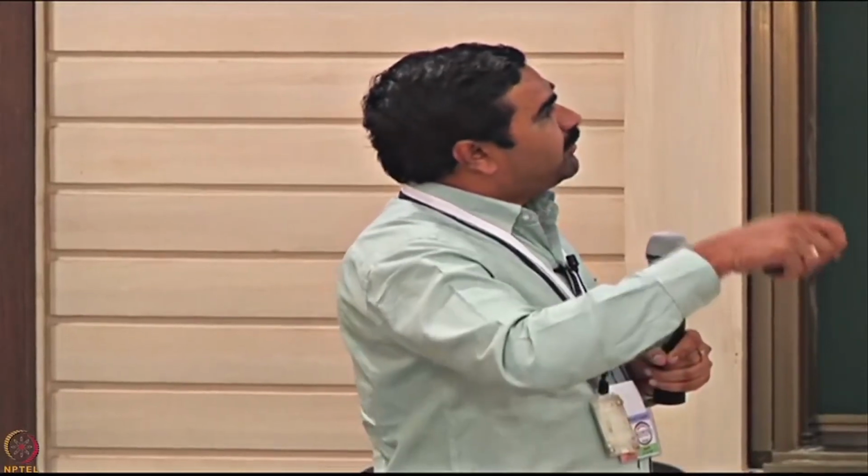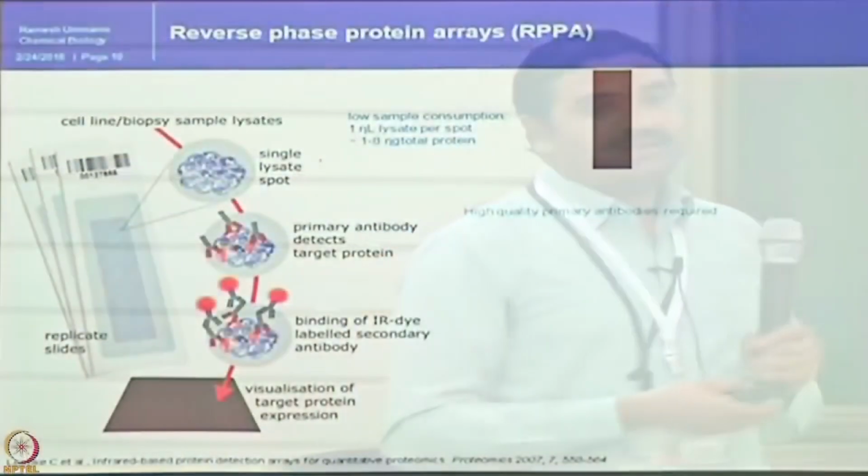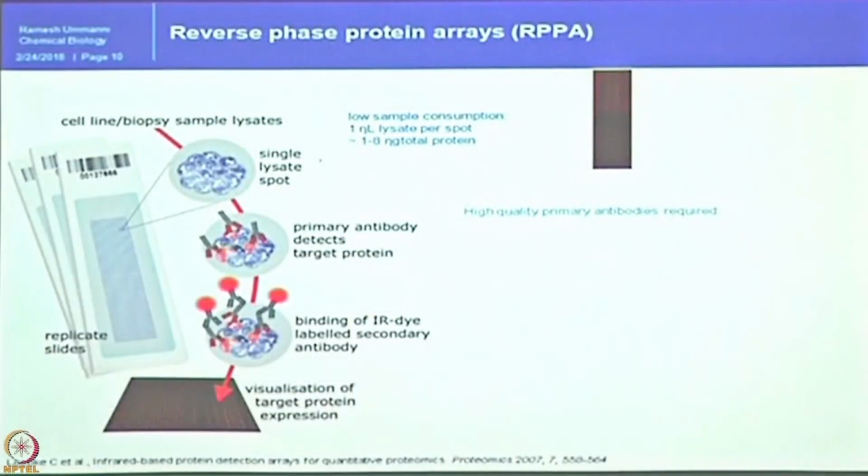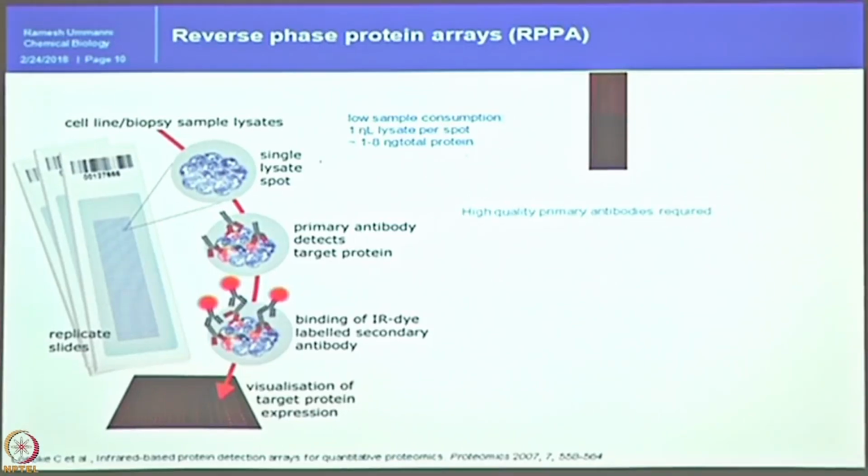So, this machine's capacity is very good as of today, and the main requirement as well as serious limitation in reverse phase protein arrays is good quality antibodies. I am sure many of us might have used Santa Cruz antibodies. When we do Western blot, we see 10 different bands. Which belongs to our target protein of interest, we do not know. Those antibodies are very, very limited, and we cannot use them for the reverse phase protein array approach.